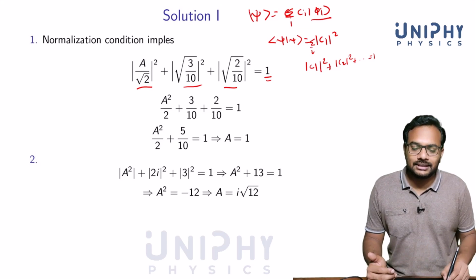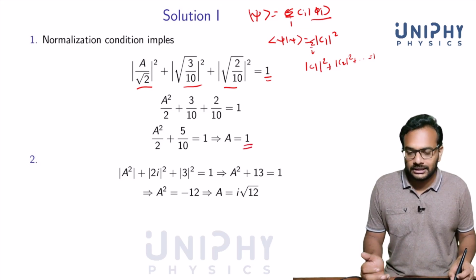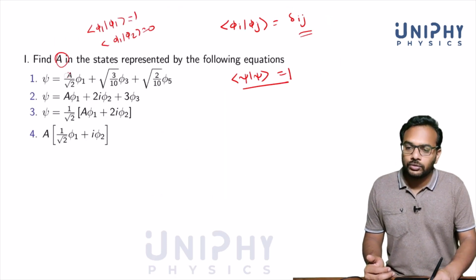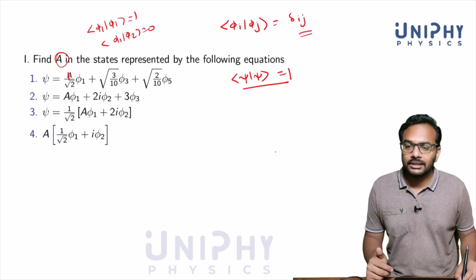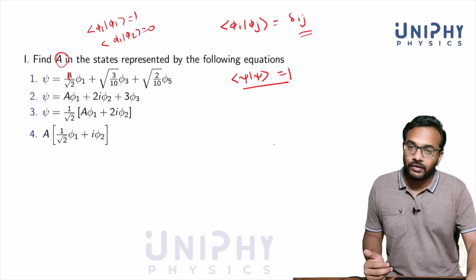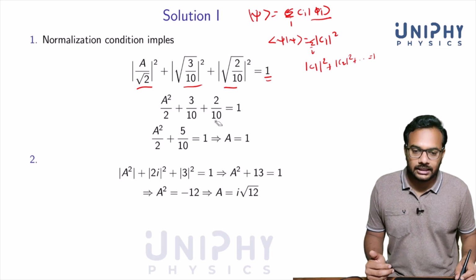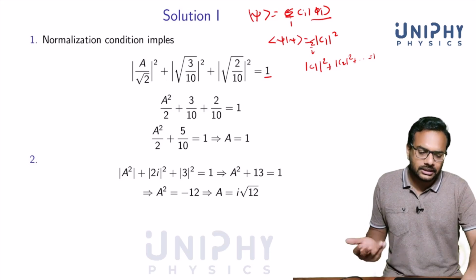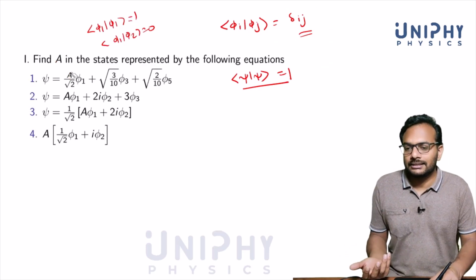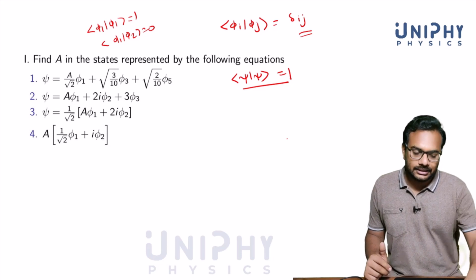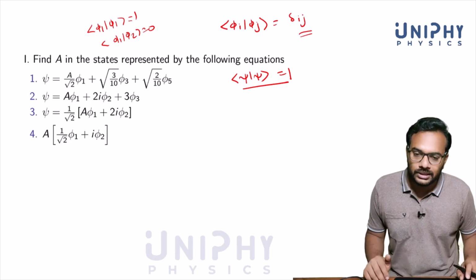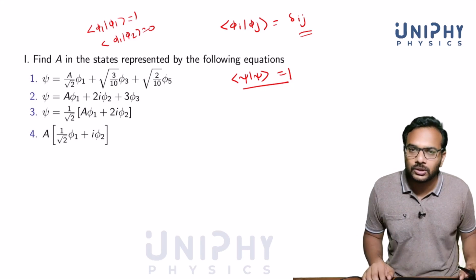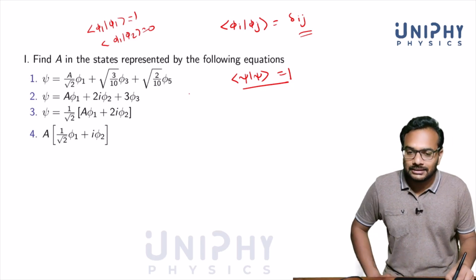All right, so here we see that A is equal to 1 in the first case. So the normalized state in this case is 1 by square root of 2 phi 1 plus root 3 by 10 phi 3 plus root 2 by 10 phi 5. Okay, that's what's happening here. All right, so we may wonder what happened to phi 2, phi 4, etc. It doesn't matter. The state is given like this in this case. That's all. Maybe their probability coefficients are 0, or we have chosen an orthonormal set by the process called Schmidt orthogonalization. It doesn't matter. This is the state given.